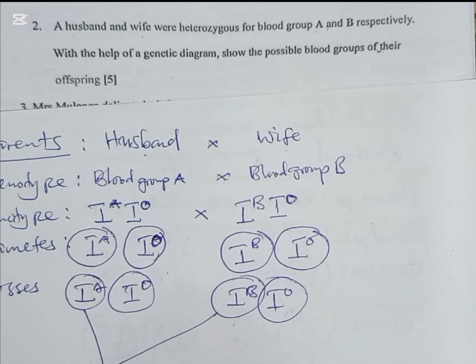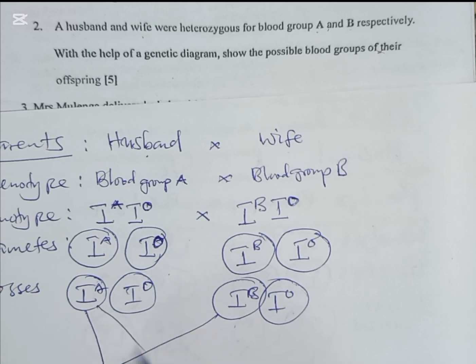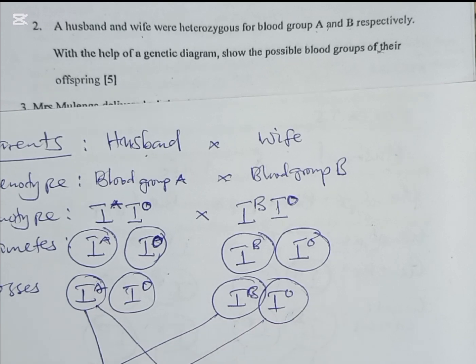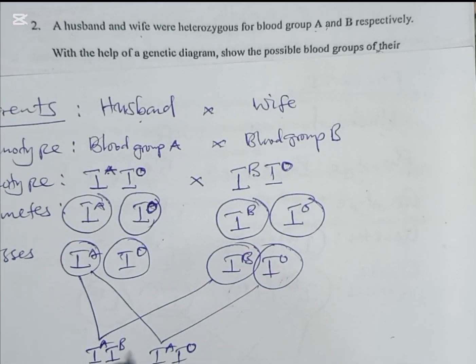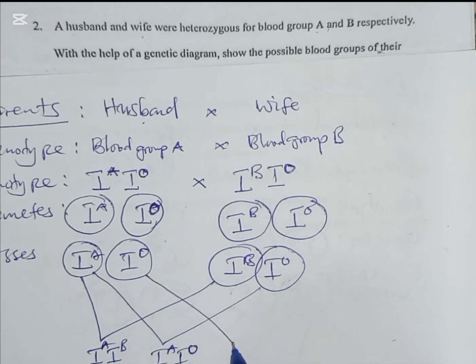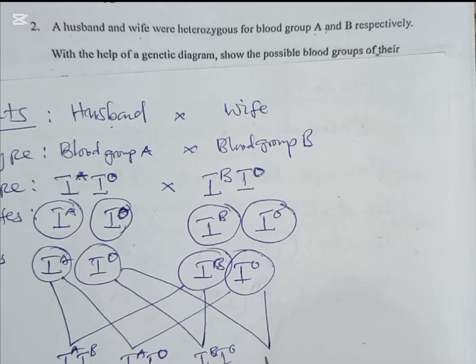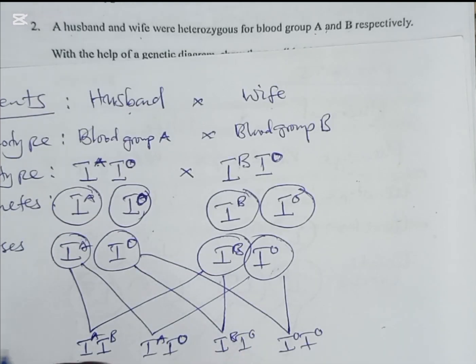You're going to have blood group AB. This crossed with that, you're going to have blood group O, A. You don't say AO, you say A because O is recessive. After that, you cross this with this, you have blood group O, B. You cross this with this, you have blood group O. So like this, these are the genotypes of the offspring.